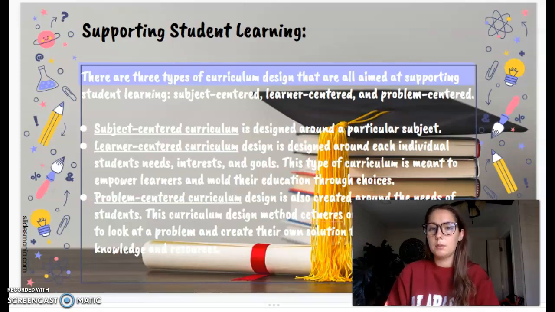This curriculum design method centers on teaching students how to look at a problem. And then they learn how to form their own solution based on their own prior knowledge and their problem-solving skills and their resources. So all of those curriculum designs kind of support student learning in that students should know what they need to learn, and it can be tailored to their specific learning needs, which in turn is differentiation. And when the content is relevant to them and they understand it, they also become engaged.